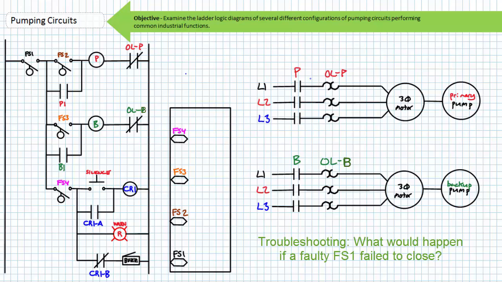Note the overload contacts for primary pump P and backup pump B are independent from each other. This allows one pump to function even if the other is disabled because of an overload. For this particular application, this makes total sense. However, not all systems require this feature, and some are designed to even prevent this from happening.